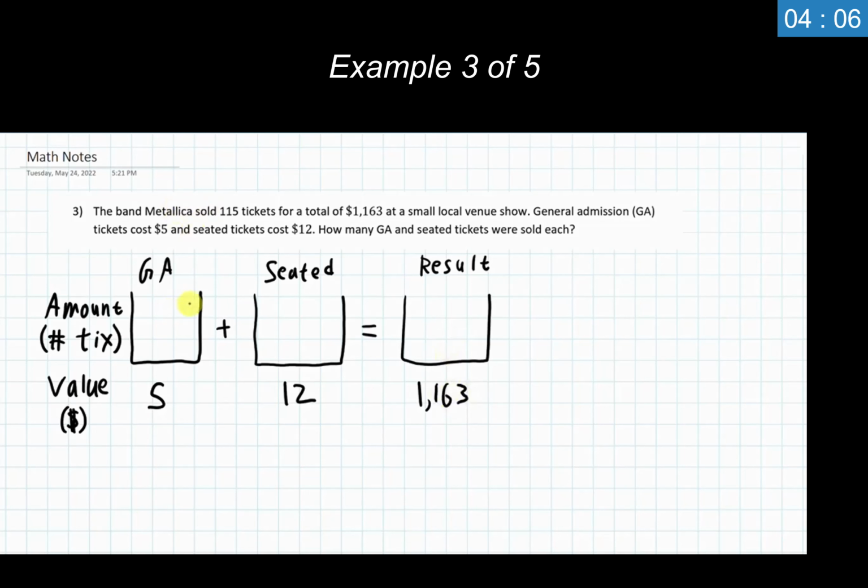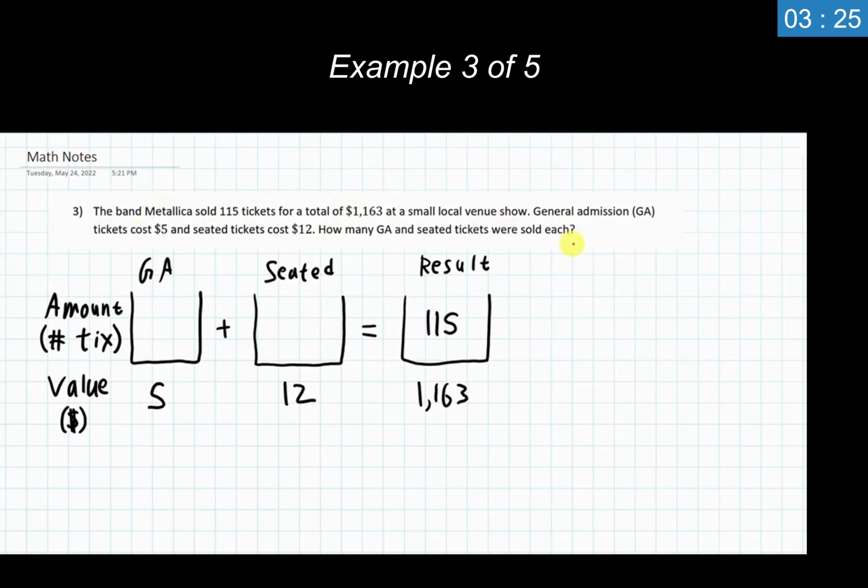Now the tickets, the total number of tickets and the amount that we have, this is where it gets a little bit tricky. Do I know the total resulting amount of tickets that were sold? Yeah, that tells me right up here there were 115 tickets that were sold. So I can fill that in at the very end. Now I don't know any specific information about the relationship between the number of GA, general admission tickets, and the number of seated tickets. I don't know anything about seated tickets are 5 less than double GA, or GA is 18 more than half of the seated. I don't have any information like that showing up in this problem.